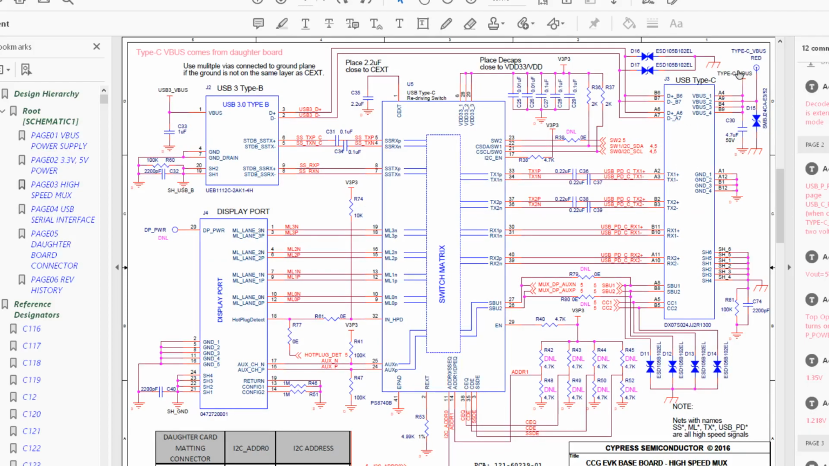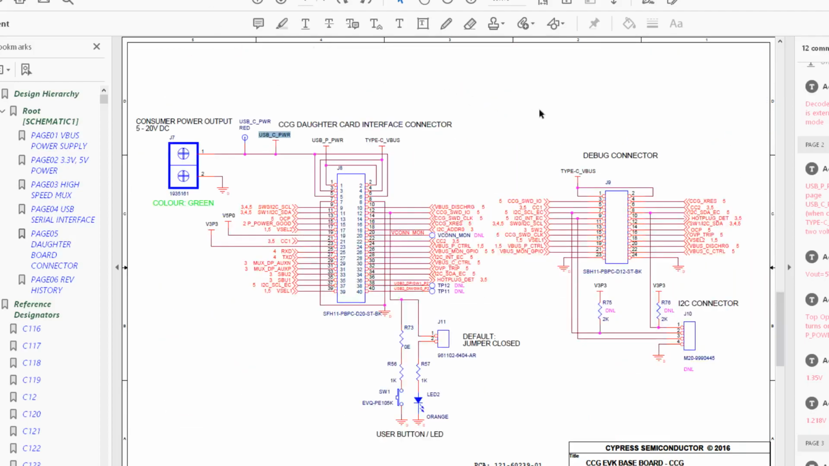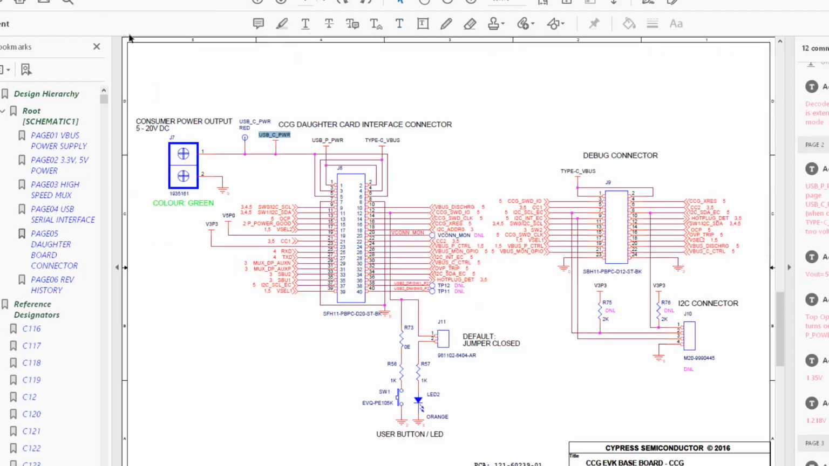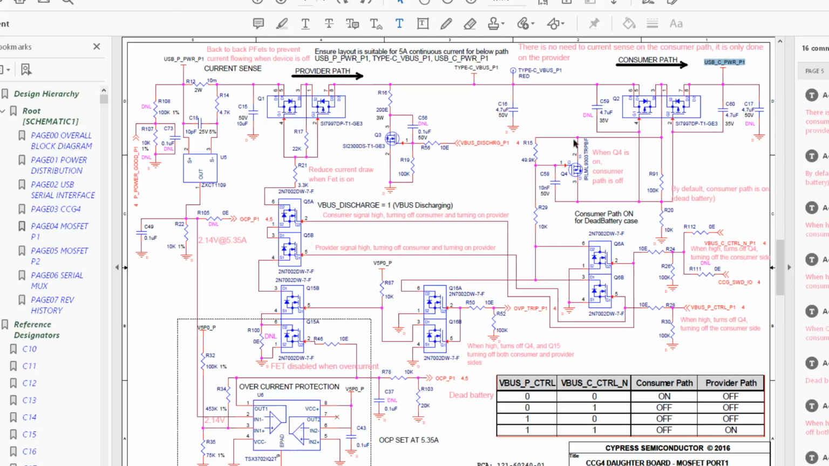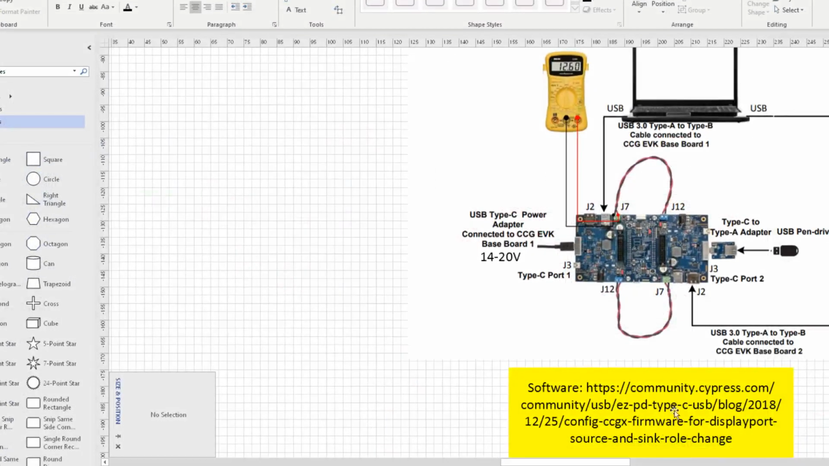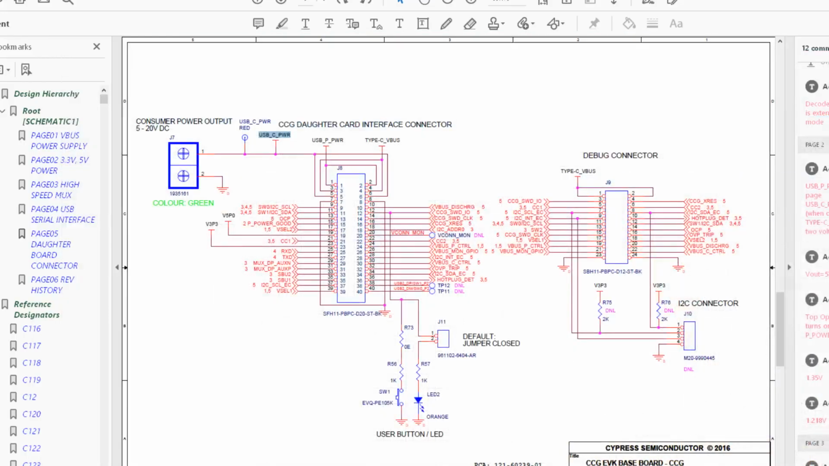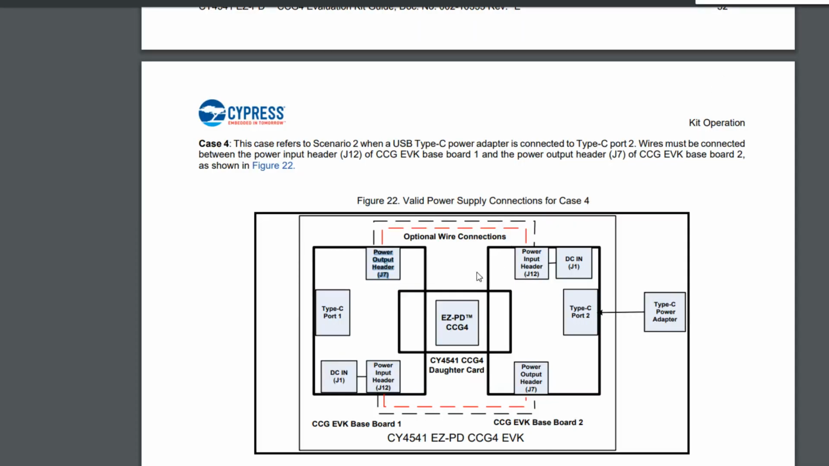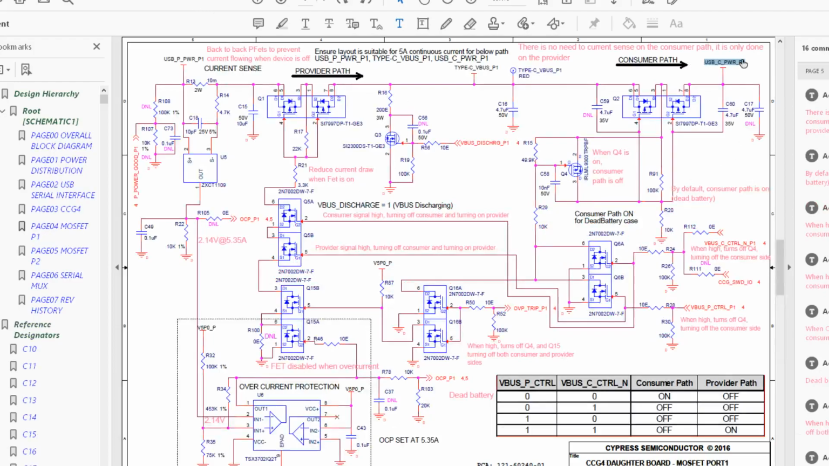So what happens is this goes to here, goes through these FETs, and it becomes USB-C power. And then this appears right on the J7, and J7 is here, which is also the power output. So our power output is connected to the consumer path directly.